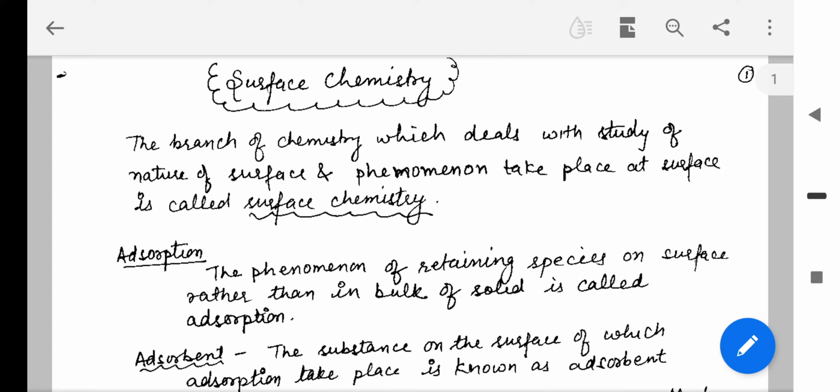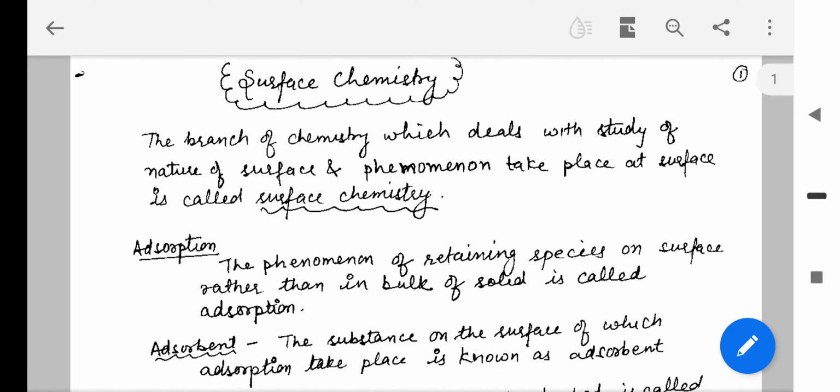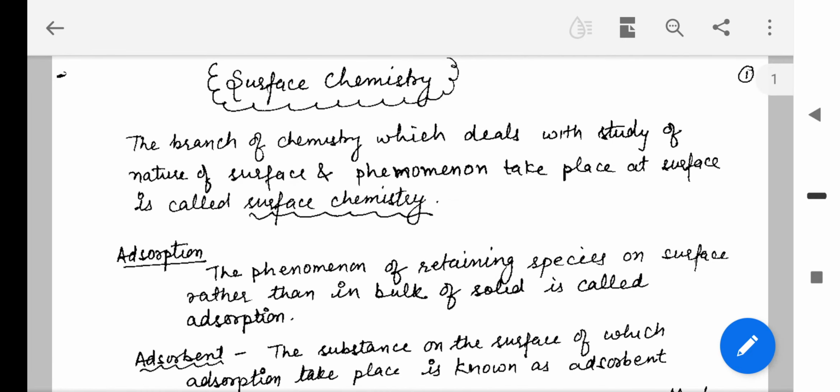So first of all, we need to understand what surface chemistry is. Surface chemistry means the branch of chemistry which deals with the study of nature of surface and the processes which are taking place at the surface. Got it?